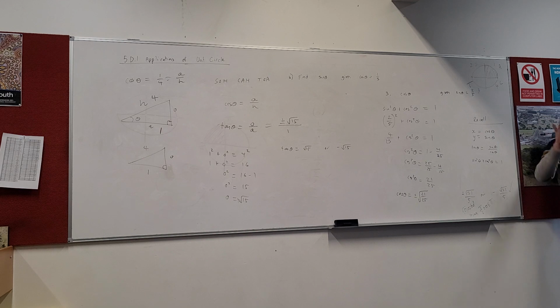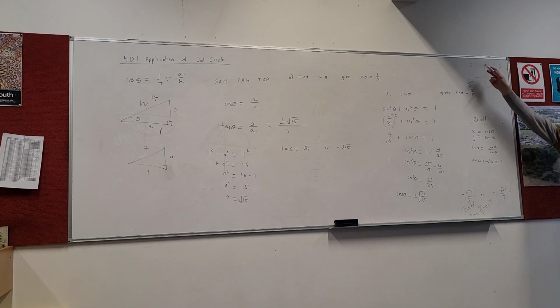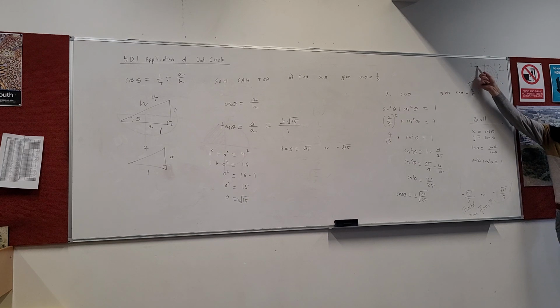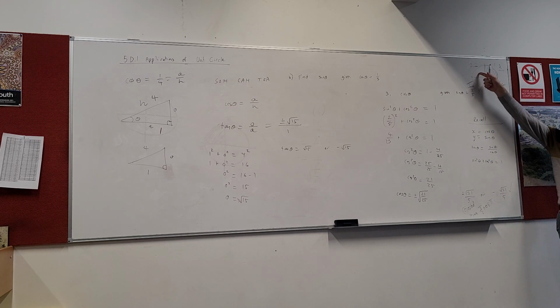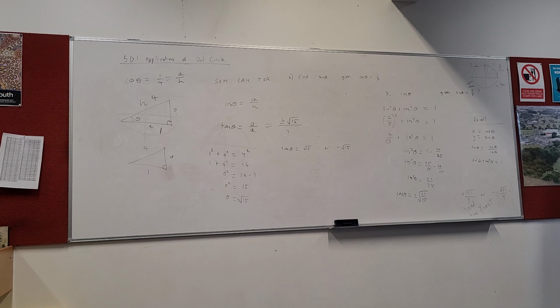Now, you don't need to understand how I've developed the ASTC, but this is something you can remember: All students talk cool. That's going to tell you, in the first quadrant, all the trig ratios are positive. In the second quadrant, only sine is positive. In the third quadrant, only tan is positive. And in the last quadrant, only cos is positive.